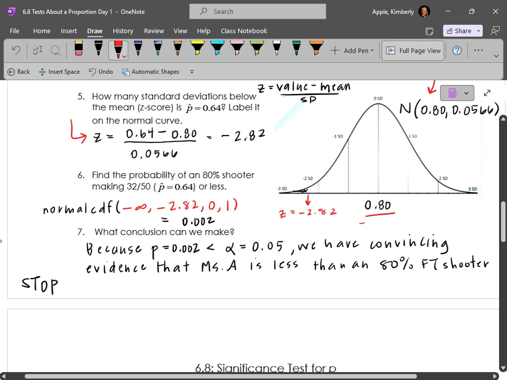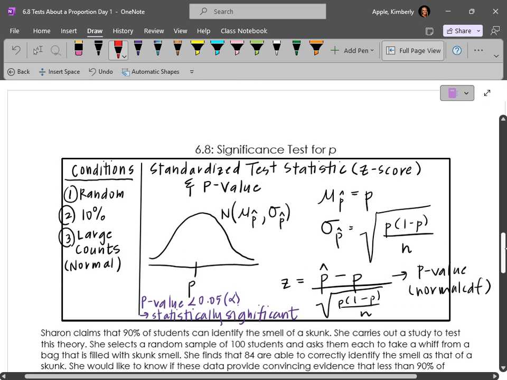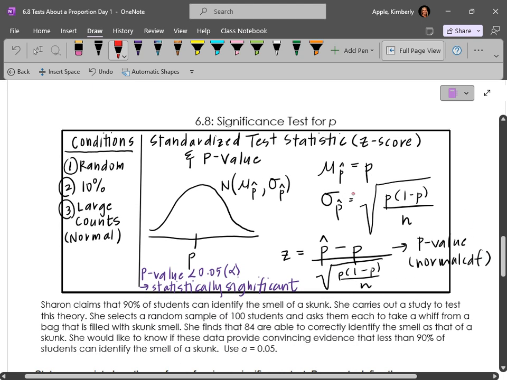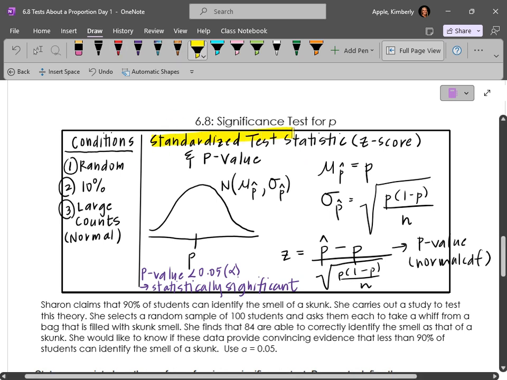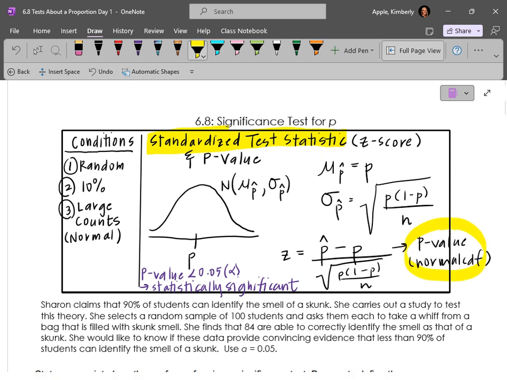And then we're able to write our interpretation sentence using the conclusion template that was provided in yesterday's lesson. And then this is just a synopsis of all of the ideas that are primarily review from Unit 5. We have a new name in this context for the z-score. It is our standardized test statistic that's used for the significance test. And then a reminder that to calculate the p-value, we're going to use the normal CDF command or table it.